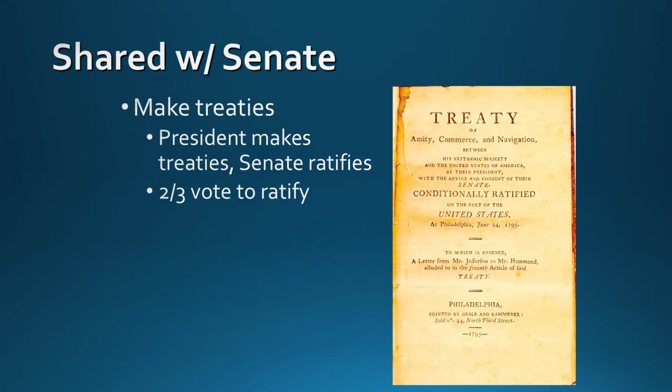Additionally, shared with the Senate is the ability to make treaties. The president is the one who actually agrees to the treaty with the foreign leaders or the leaders of foreign countries, and then the Senate actually ratifies that particular treaty. The Senate requires a two-thirds vote to ratify.